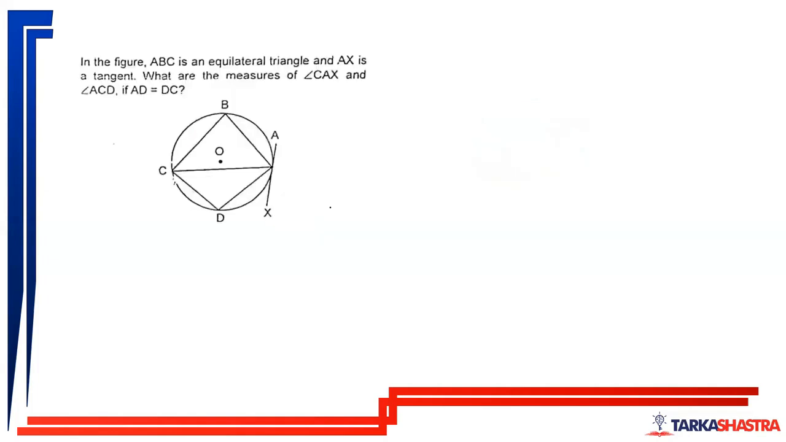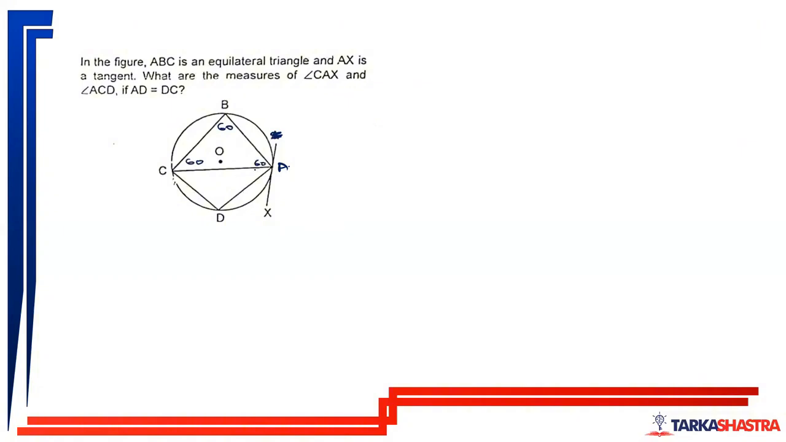Moving forward, in the figure, ABC is an equilateral triangle and AX is a tangent. What is the measure of angles CAX and ACD? So it is an equilateral triangle. So this is 60, this is 60, this is 60.